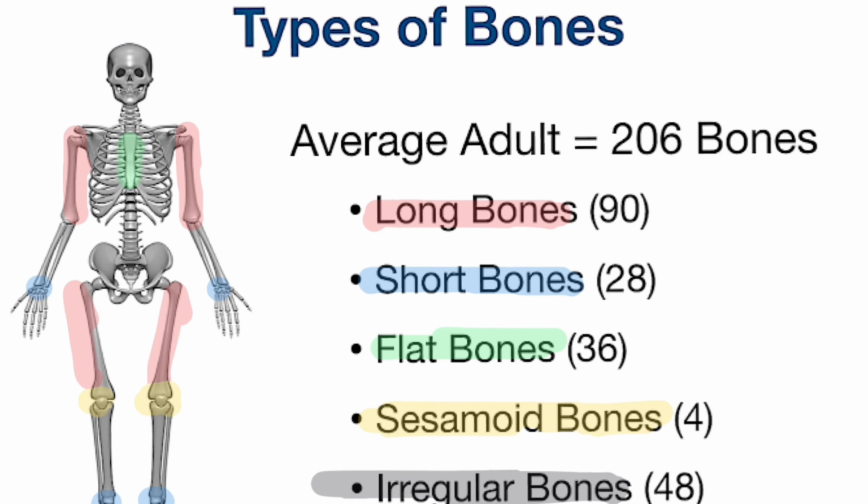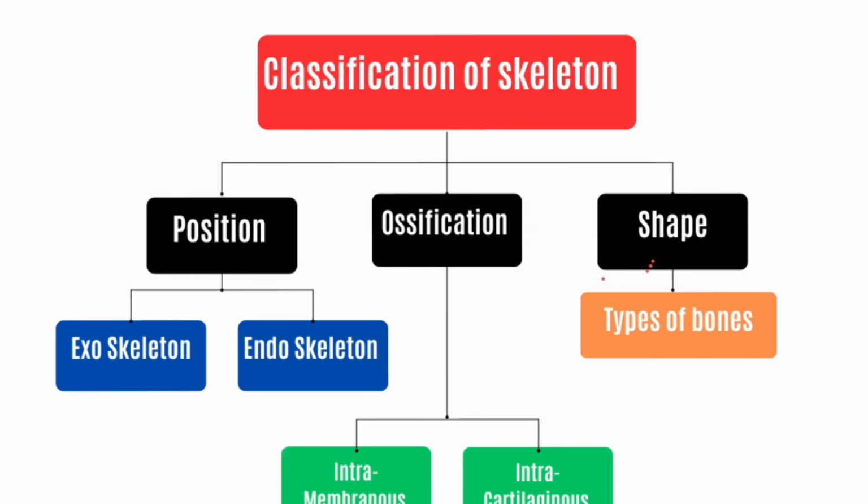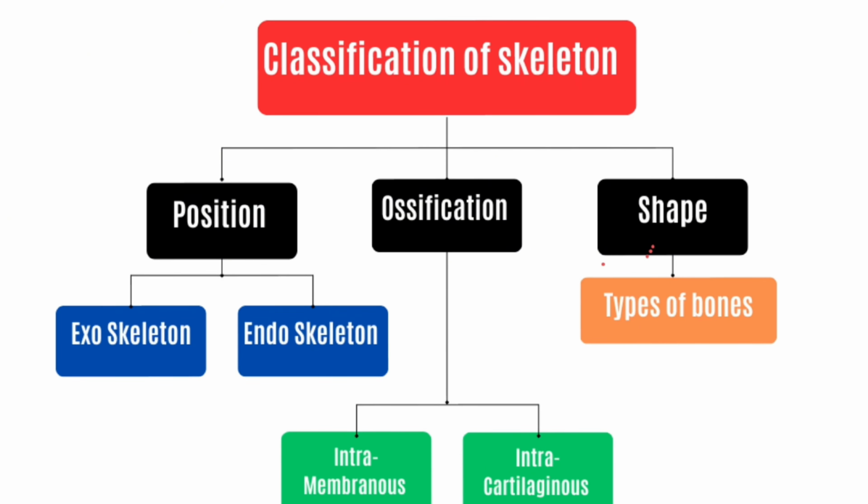And we have 48 irregular bones. The vertebral column in our body is formed of vertebrae, which are irregular bones. So this is the end of our lecture about the classification of our skeleton. We hope you enjoyed it.